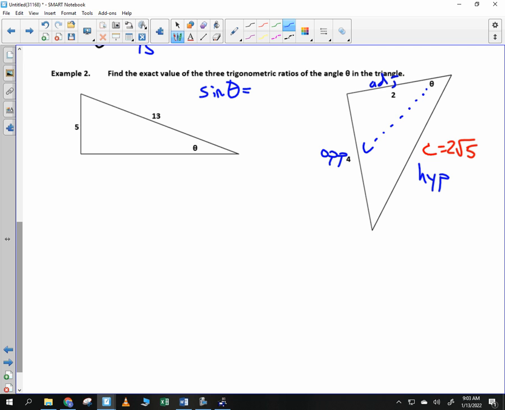Sine is the opposite divided by the hypotenuse. So 4 over 2 roots of 5. 4 over 2 is 2. Can't have the square root of 5 in the denominator. So we multiply the top and bottom by the root of 5. 2 times the root of 5 is 2 roots of 5. Root of 5 times the root of 5 is 5.